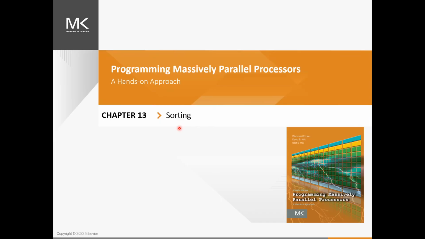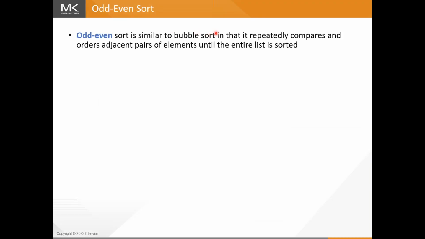So instead of sorting elements 0 and 1, and elements 2 and 3, elements 4 and 5, I would sort elements 1 and 2, 3 and 4, 5 and 6, and I keep alternating between the odd pairs and the even pairs, and this is actually called odd even sort. Odd even sort is similar to bubble sort in that it's going to repeatedly compare and order adjacent pairs of elements until the entire list is sorted.